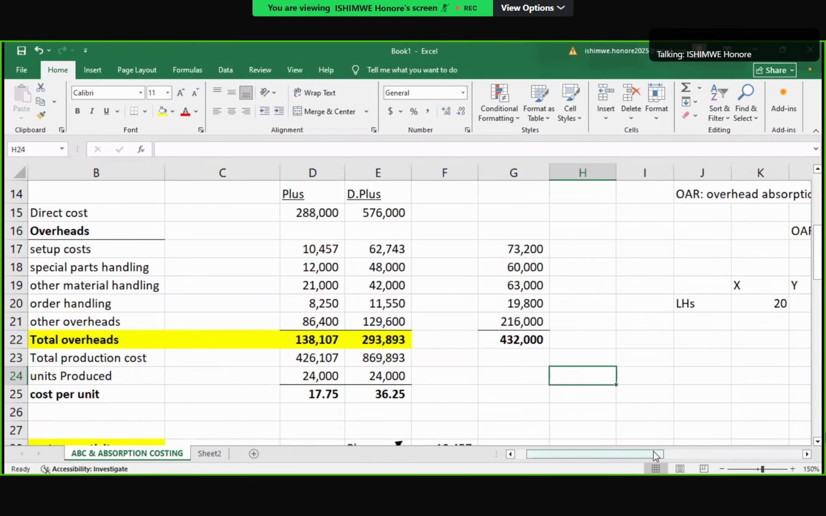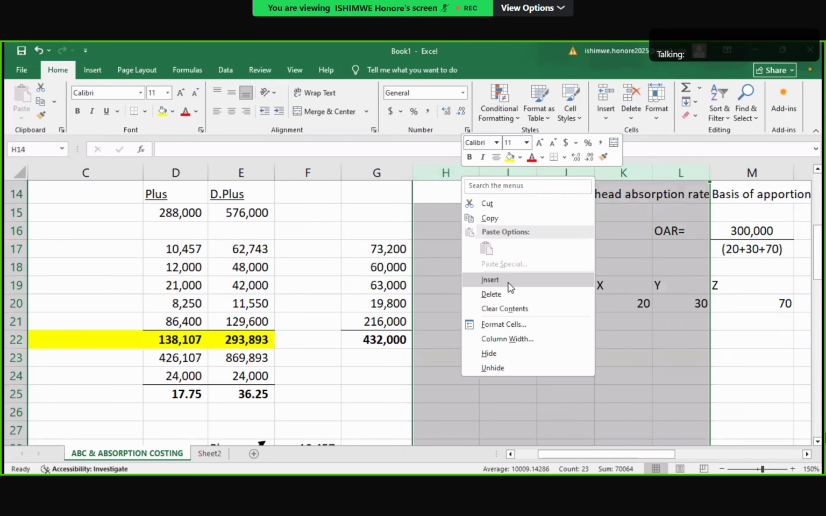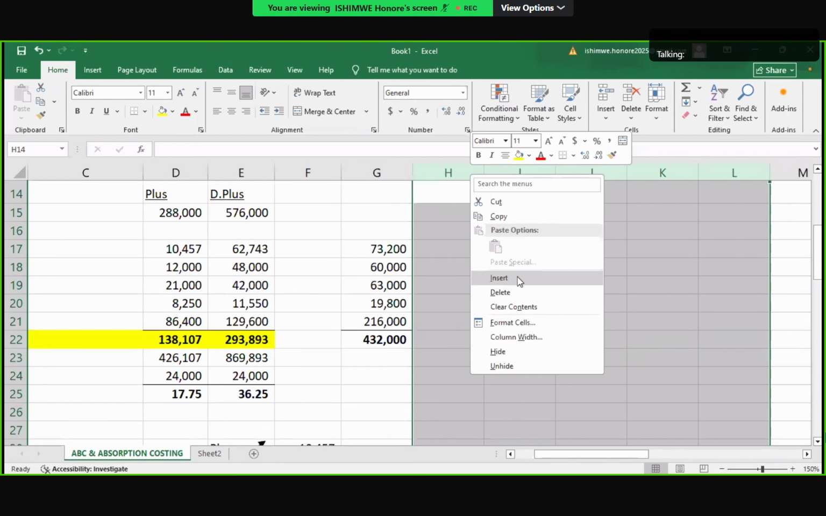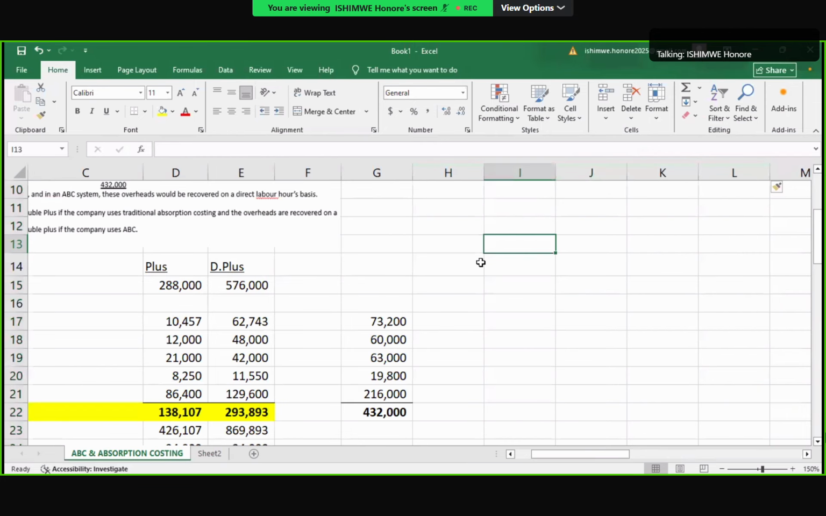It's simple. Let me do it like this, and do here traditional costing, overhead. Okay, using absorption costing, traditional absorption costing.